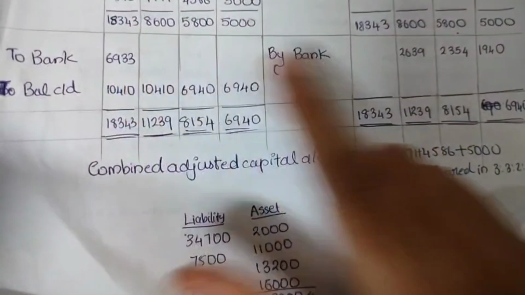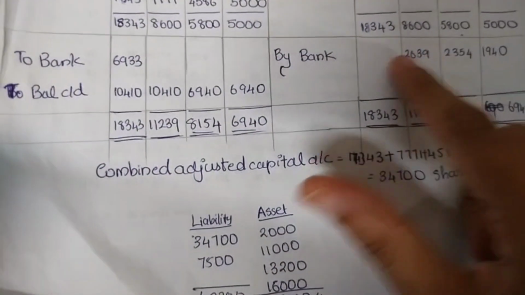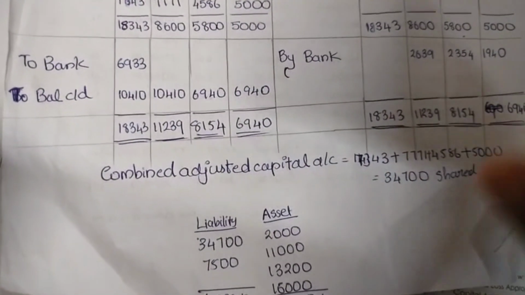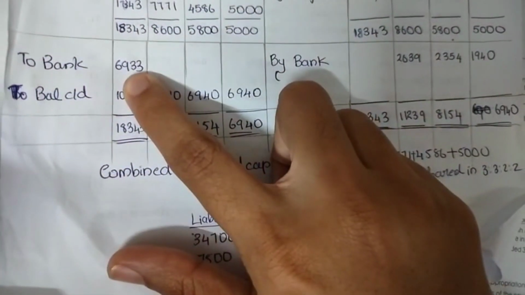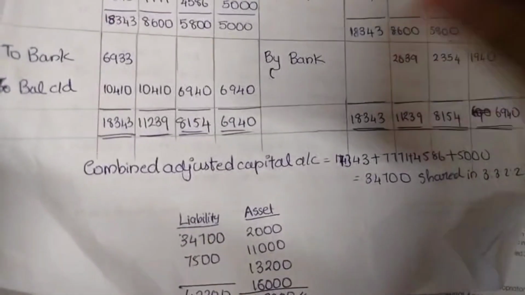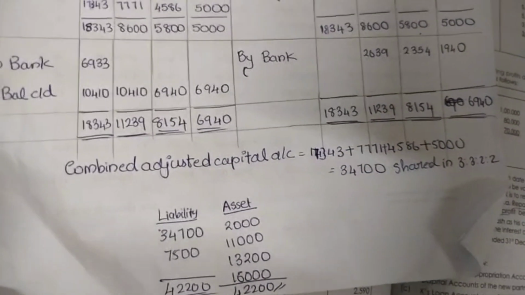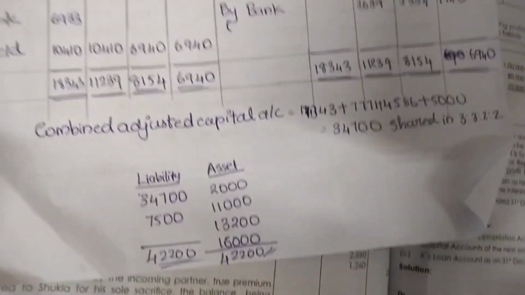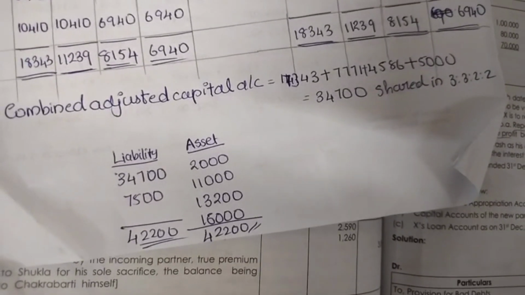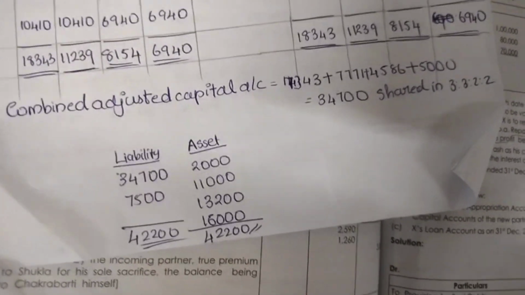Plus, add this all together, you'll get 6,933. So plus 6,933 minus again 6,933, because this amount is being withdrawn by S, right? So from the firm, this amount is going to get withdrawn. So minus 6,933. That is once again 5,000 plus 3,200 plus 6,933 minus 6,933.